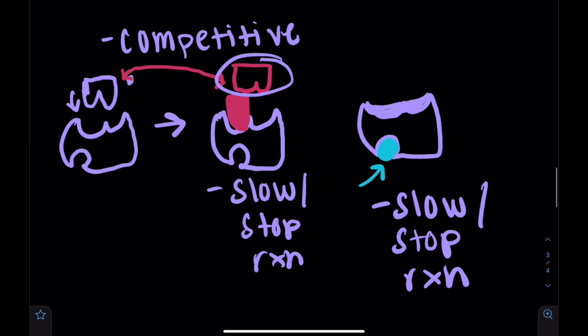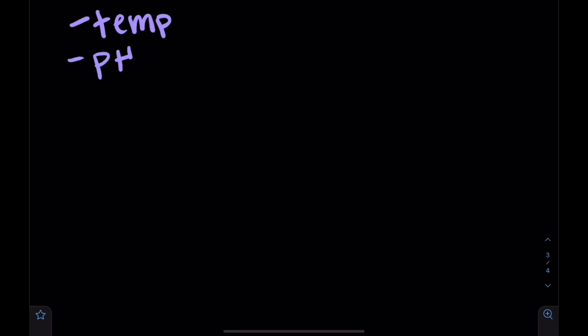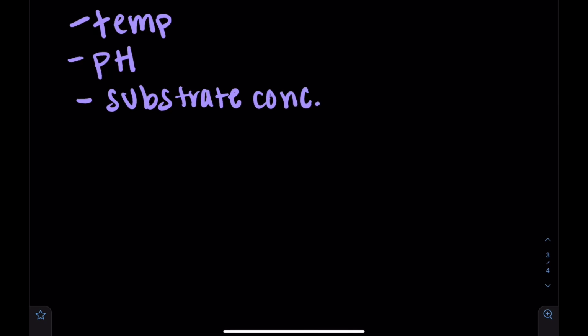Okay, so we've covered how inhibitors can influence enzyme activity, but there are still other factors that will influence enzyme activity. Just to list them, these factors include temp, pH, substrate concentration, and also osmolarity.